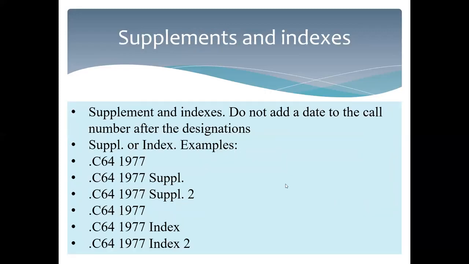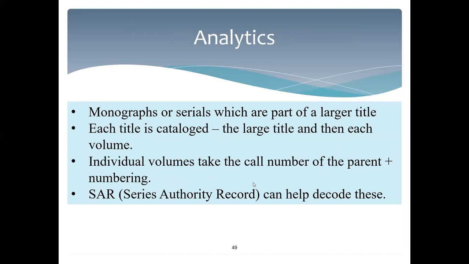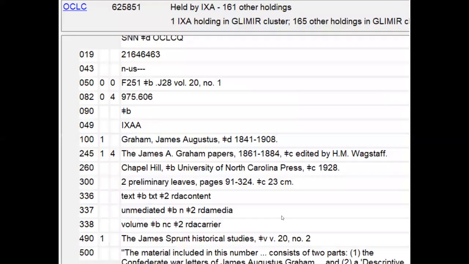I talked a little bit about supplements and indexes. You do not add a date to the call number after those designations, so those go at the end. So we have here our call number, whatever it is, C64 1977, and then supplement. Supplement goes at the end, and index goes at the end when you have those. I talked a little bit about analytics already, and we're going to look at just a couple of examples of these. When you have an analytic, each title is cataloged and the larger title is also cataloged. So for each analytic, you have the larger title of which it's part, and then each volume that you own of that larger title is cataloged. Individual volumes take the call number of the parent plus the numbering, and that series authority record can really help you to code these.